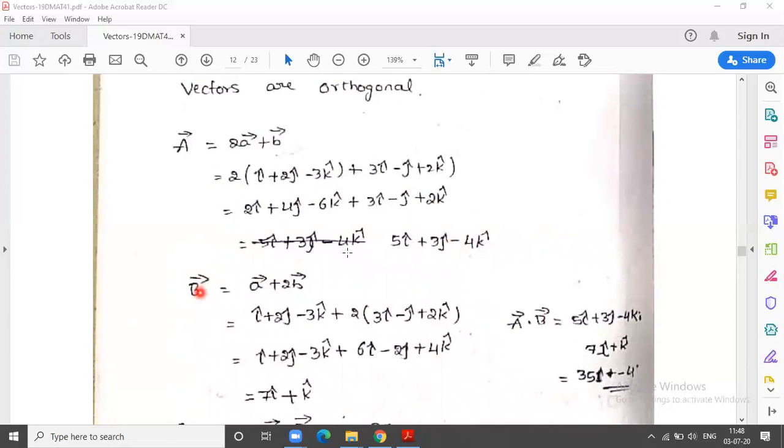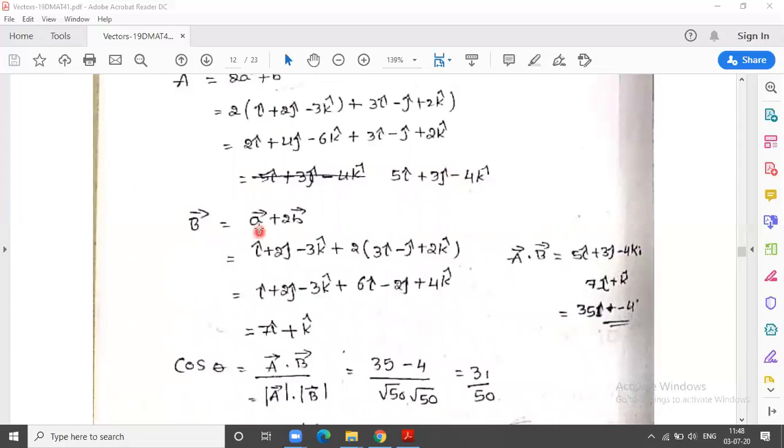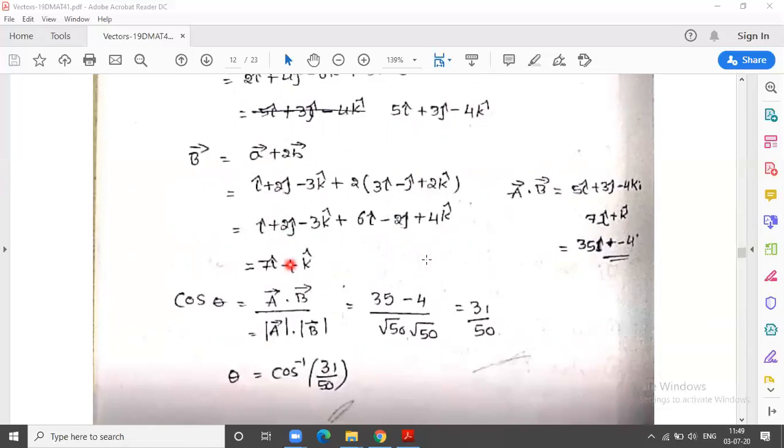Similarly, you have to find the capital vector B, which is equal to vector A plus 2 times vector B. Now A is i plus 2j minus 3k, plus 2 times vector B, which is 3i minus j plus 2k. First you multiply the scalar 2 by vector B, so you will get 6i minus 2j plus 4k. Now add these two vectors. i plus 6i means 7i. 2j minus 2j means 0. Minus 3k plus 4k becomes k.